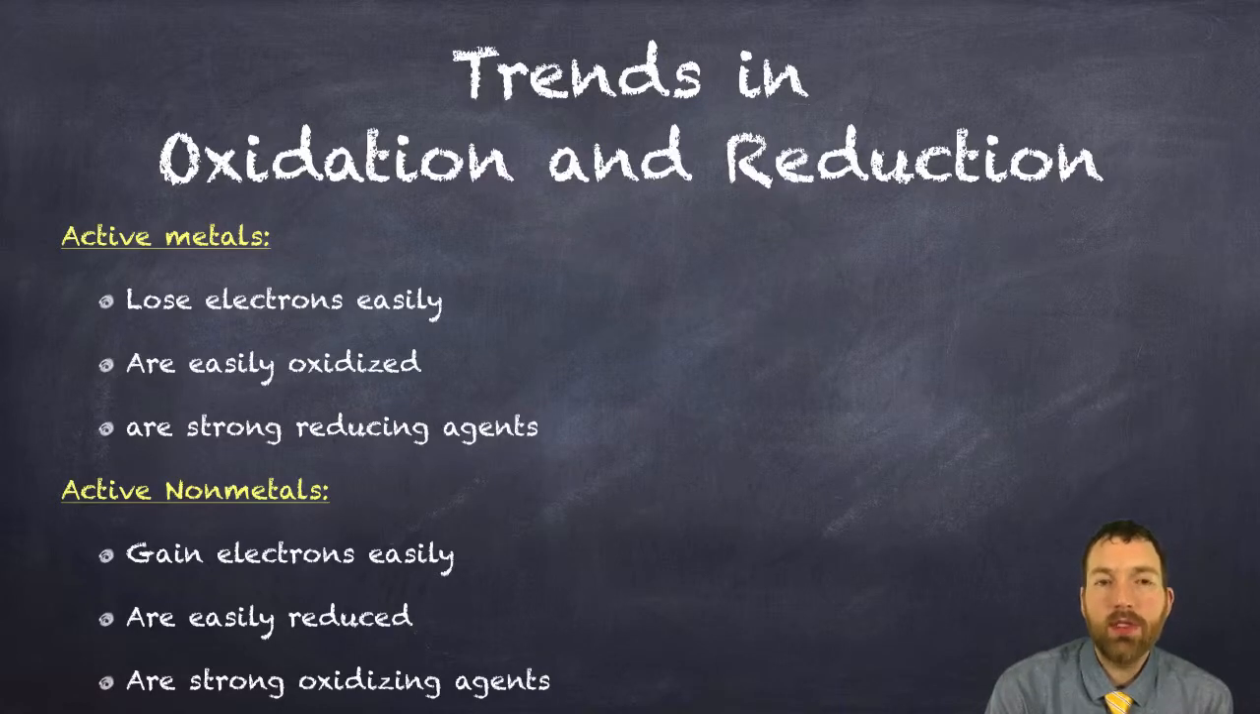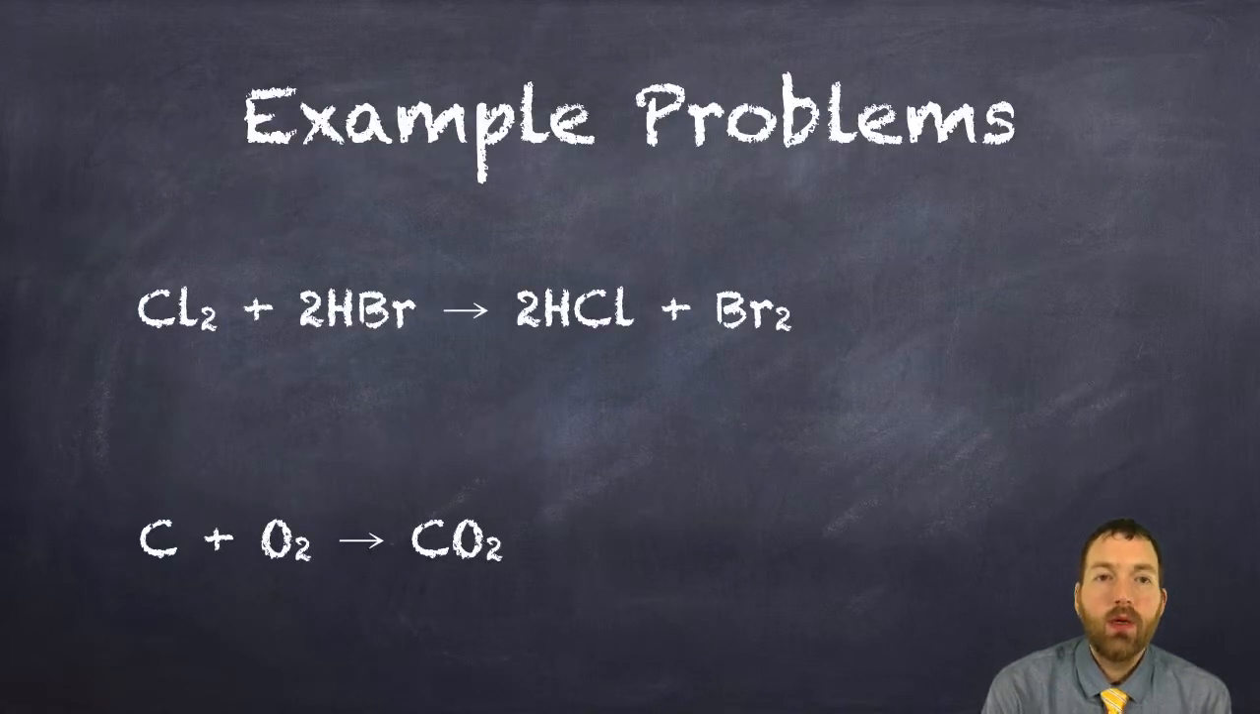So another common Regents question is usually asked along the lines of which of the following choices is the strongest reducing agent or the strongest oxidizing agent. And if you know these trends, or you can use Table J to judge the activity of metals and nonmetals, these questions should be pretty easy. Okay, so let's do some example problems here of identifying oxidation and reduction, oxidizing agent and reducing agent.